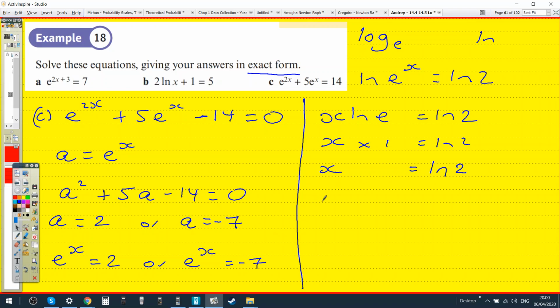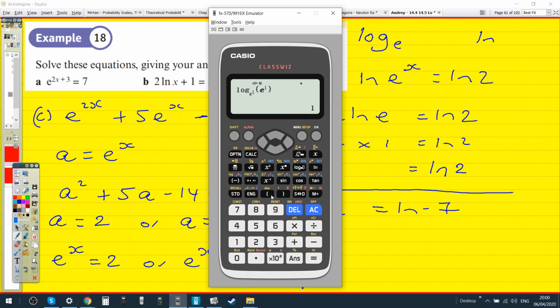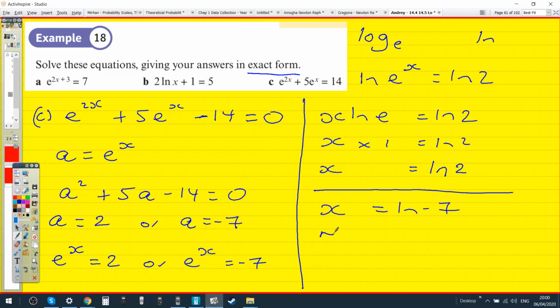And how about this other equation? Sorry, which one? So we said e to the x is equal to 2 or e to the x equals minus 7. So would it end up being x is equal to ln minus 7? Well done. Ln minus 7. However, if I put ln minus 7 into my calculator, ln is just a log, and you can't have a negative log. So x therefore must be ln 2. Yeah, and so I reject the negative answer. So x is equal to ln 2.